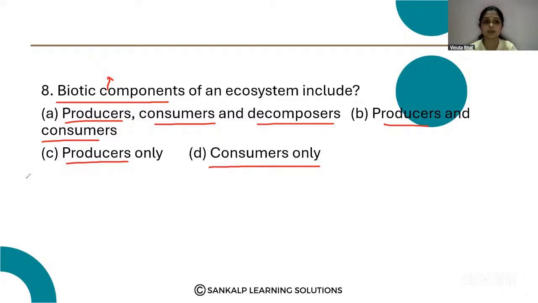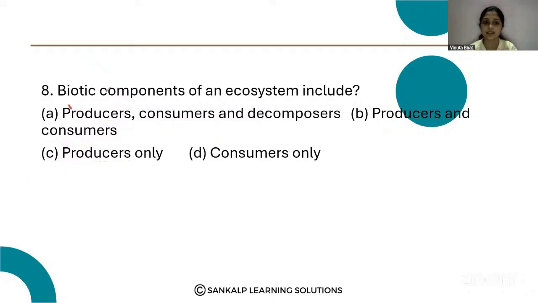So here, the biotic components of the ecosystem: yes, producers, that is correct. Consumers are also a biotic component of the ecosystem, and decomposers, yes, they are also a biotic component. So option A is the correct answer. Producers, consumers, decomposers are the biotic components of the ecosystem.